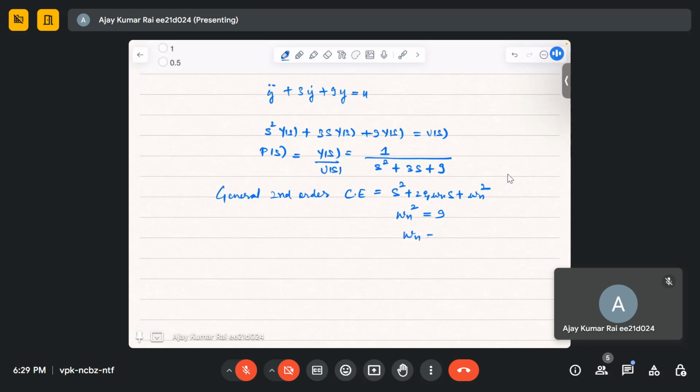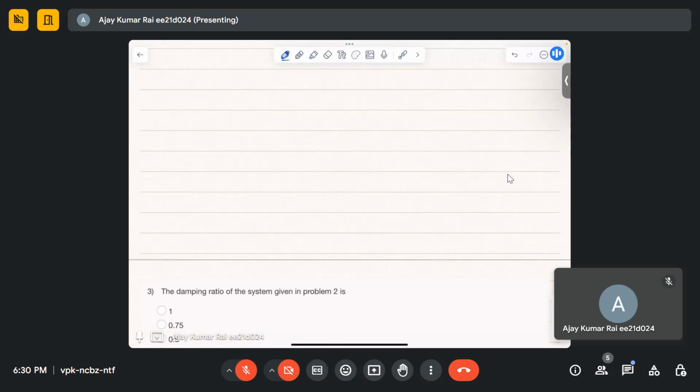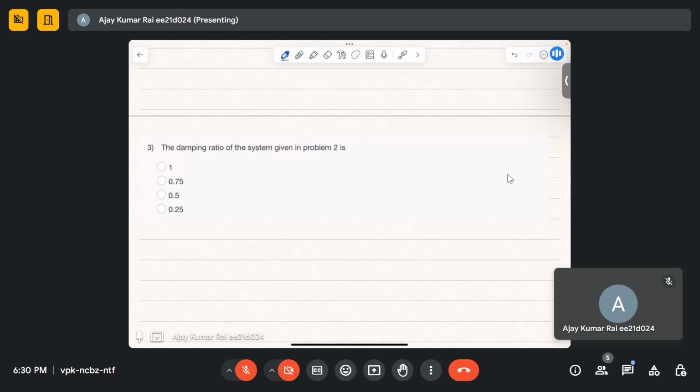And if you find the root of this, 3, right? So it will be radians per second. This was a very simple question. You have to find the transfer function from the equation and just compare it with the general second order characteristic equation. If you compare it, you'll get omega n equal to 3. I think in the next question we have to find out the damping ratio, right?